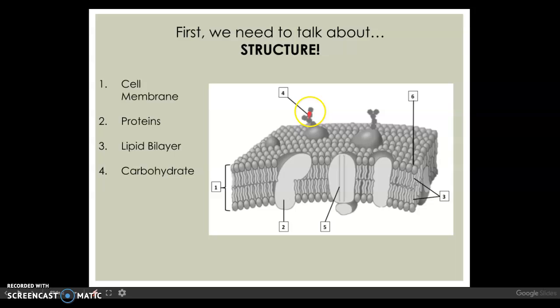Number 4 refers to these things that are sticking out of the cell membrane, and these are carbohydrates. Number 5 refers to a protein that has a passage channel in it, and this is called a transport protein. And then number 6 refers to a phospholipid, one single phospholipid. If you multiply these over and over and over again, you will get the entire composed cell membrane.